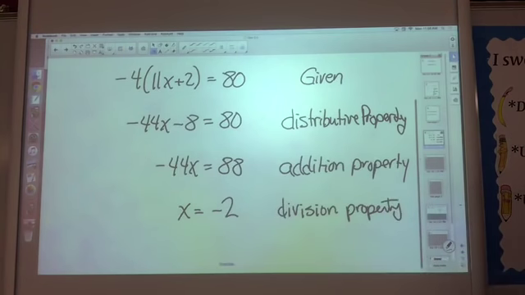So as you can see, I took out a couple of steps. If you take out the simplifying steps, you just go with the distributive, addition, and division properties.